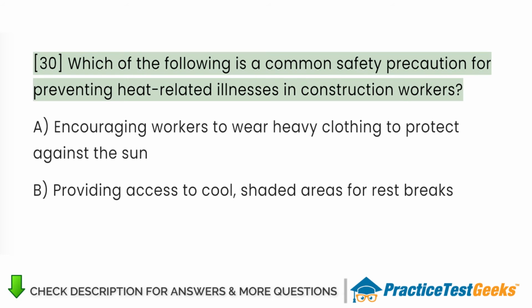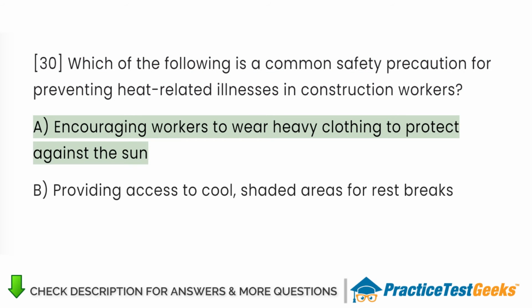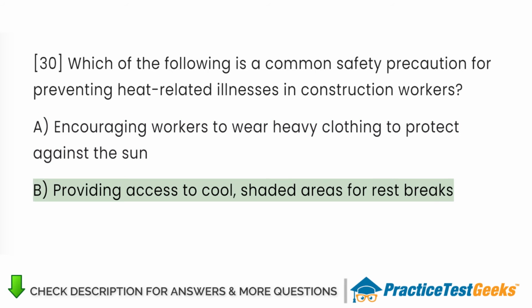Which of the following is a common safety precaution for preventing heat-related illnesses in construction workers? A. Encouraging workers to wear heavy clothing to protect against the sun. B. Providing access to cool, shaded areas for rest breaks.